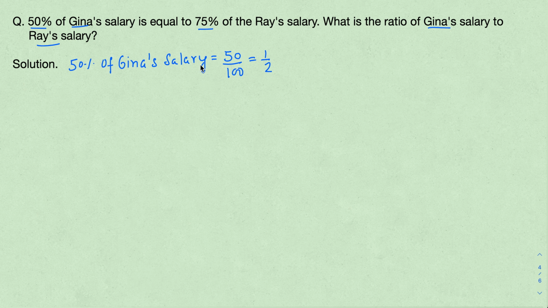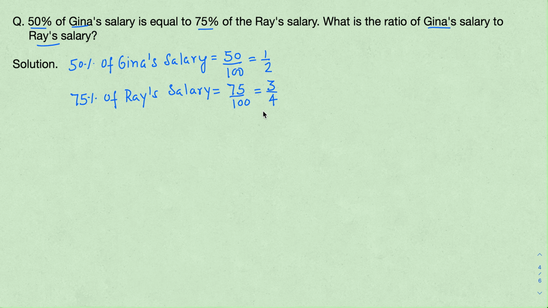And then same thing we have to do for Ray's salary. Okay, so 75% of Ray's salary is how much in terms of fraction? So it will be 75 divided by 100, and if we simplify it, we will get 3 by 4. Okay, so 75% of Ray's salary is 3 by 4 of his salary.